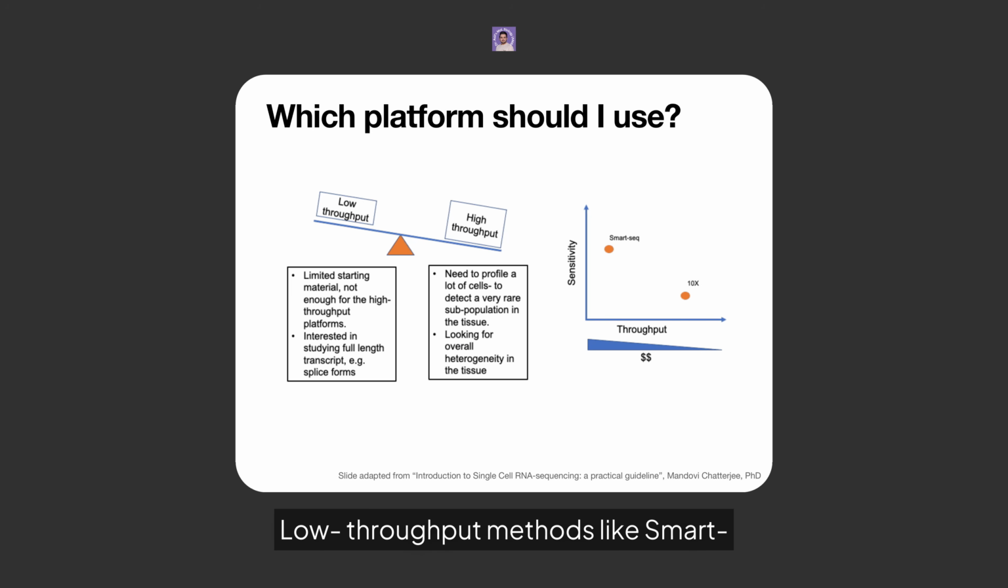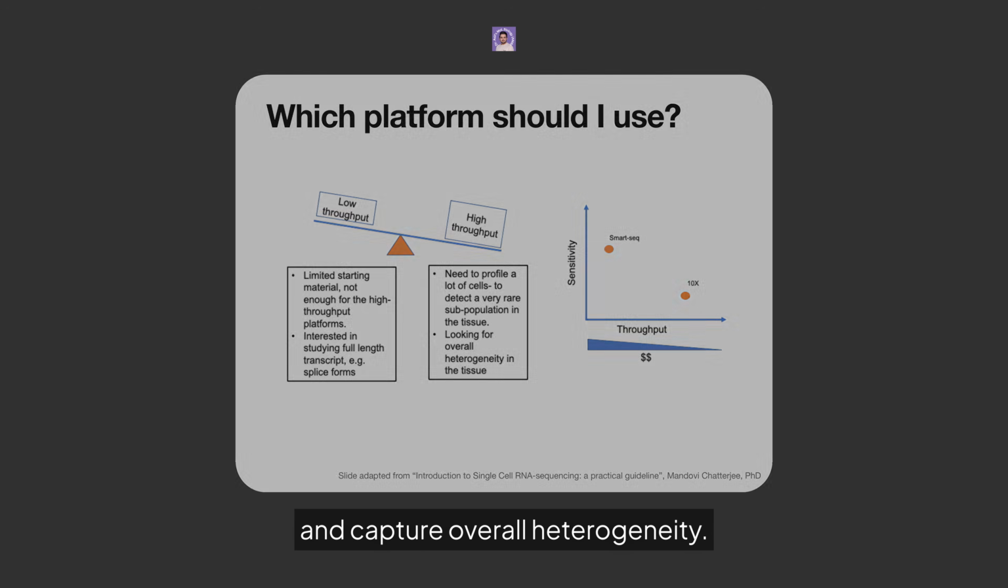Low-throughput methods like SMART-seq are ideal for limited material or full-length transcript studies. High-throughput droplet systems, such as 10x, profile many cells to detect rare subpopulations and capture overall heterogeneity.